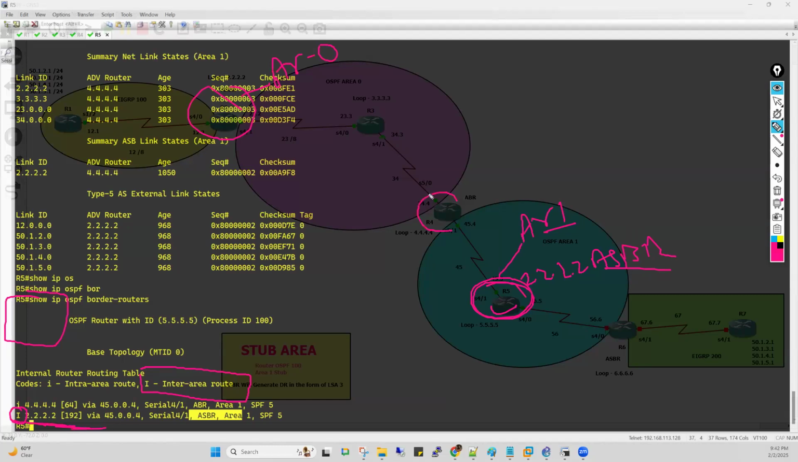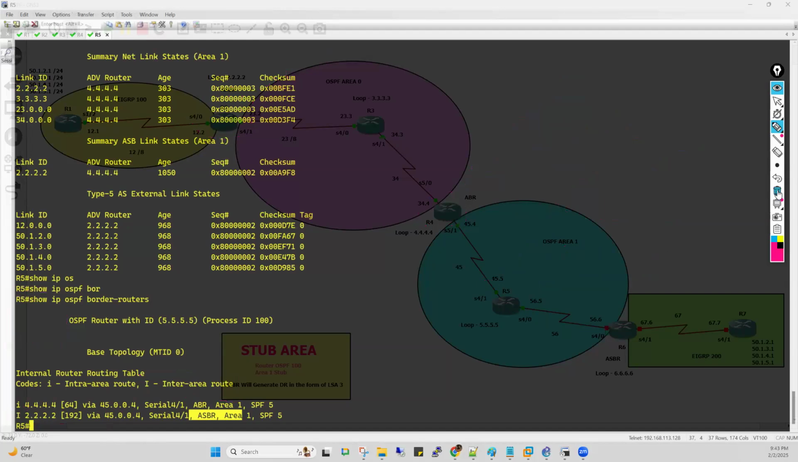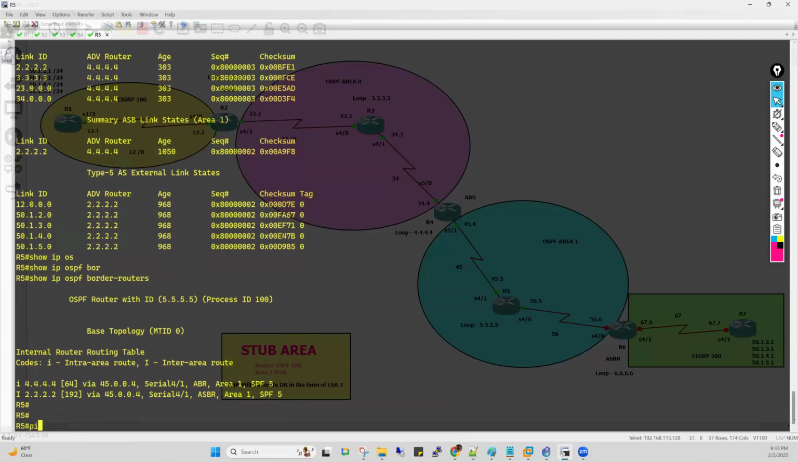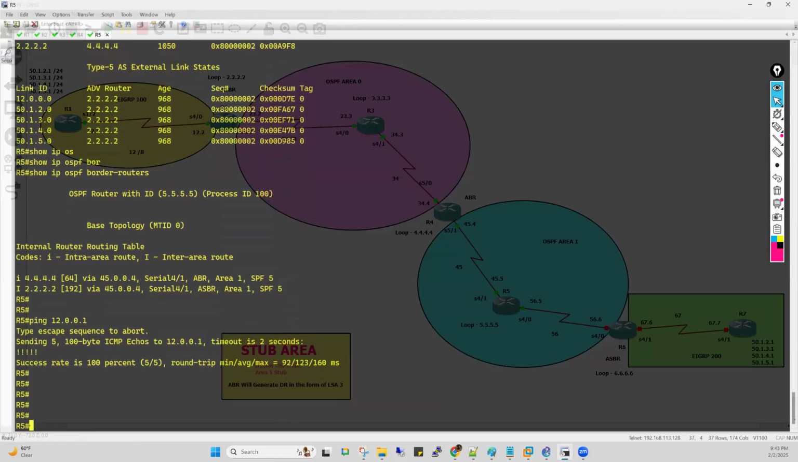But for this router, your ASBR is intra area. And for this router, your ASBR is inter area. Clear, guys? Everyone? Yes or no? Done? Okay. Cool. Very good. So now this router will get to know about the external route also. So if I try to ping from this one to this one, ping 12.0.0.1, I am able to ping. There is no problem.